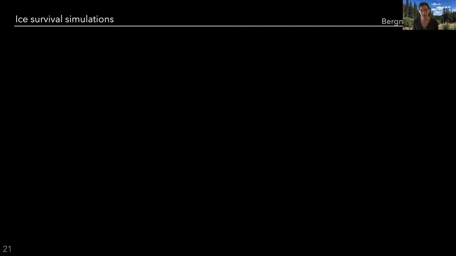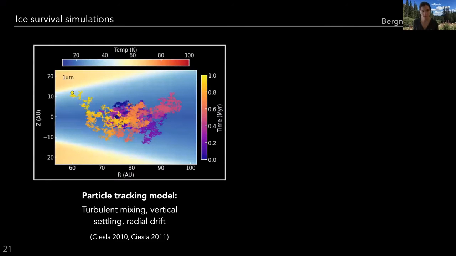So we developed a simulation framework to allow us to explore this question. The physical model of the disk is a particle tracking model that follows individual dust particles as they're subject to processes like turbulent mixing, vertical settling, and radial drift. So here you can see an example micron-sized particle initialized in the disk midplane, and over the course of 1 million years, it's wandering through many different environments within the disk.